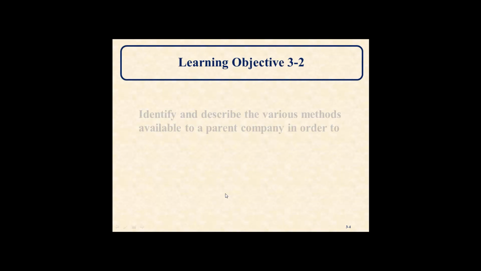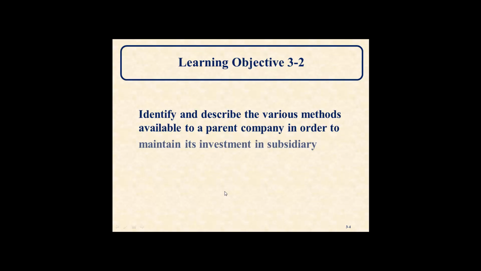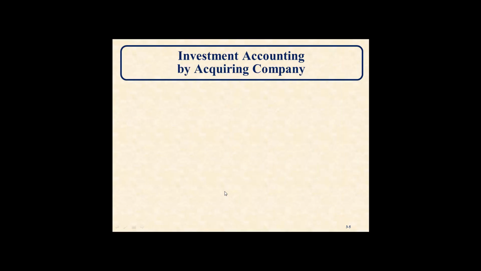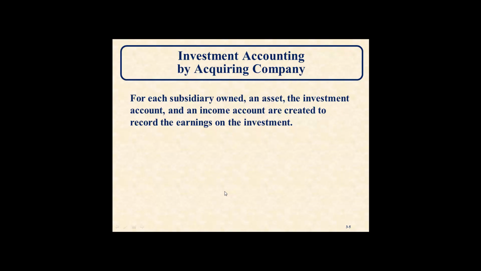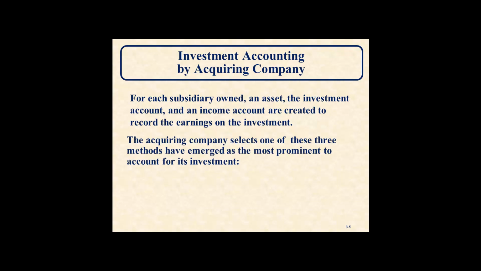Learning Objective 3-2. Identify and describe the various methods available to the parent company in order to maintain its investment in the subsidiary account in its internal records. For each subsidiary owned, an asset, the investment account, and the income account are created to record earnings on the investment. The acquiring company must select one of three methods that have emerged as the most prominent for accounting for investments: the equity method, which we covered in Chapter 1 and will talk about again here, the initial value or cost method, and the partial equity method. I'm not going to go too much into partial equity. We're basically going to cover equity and initial value method.